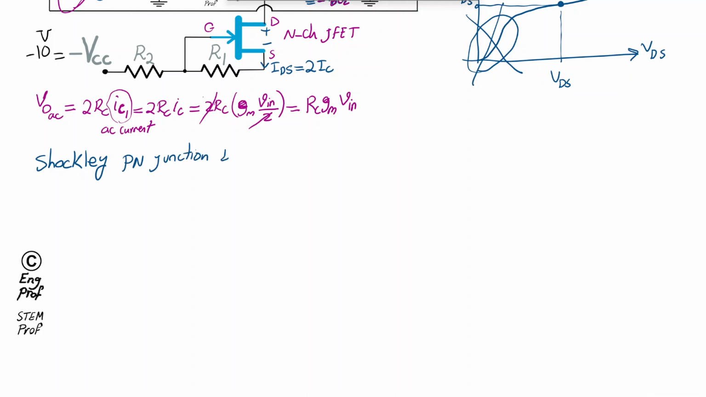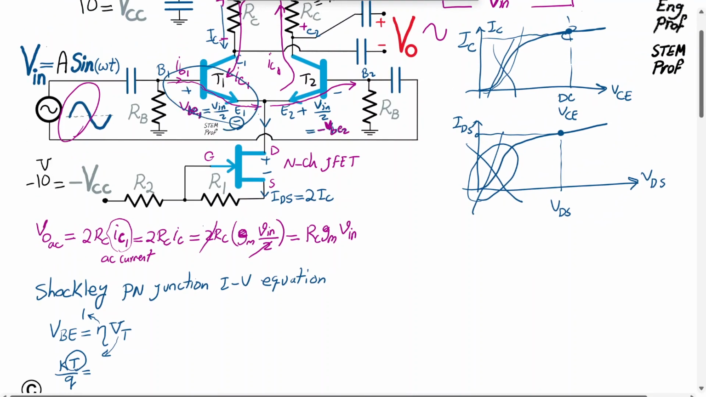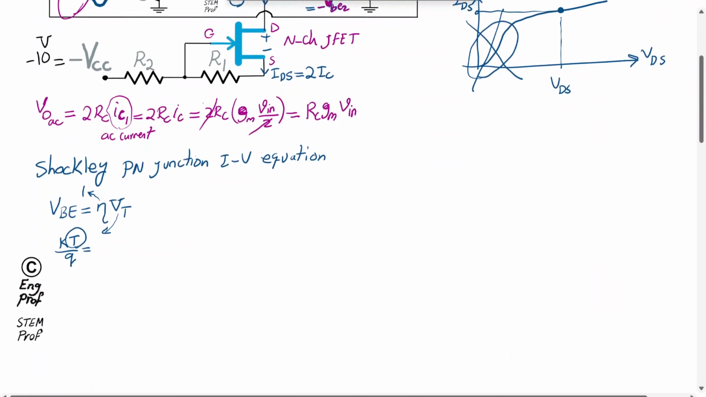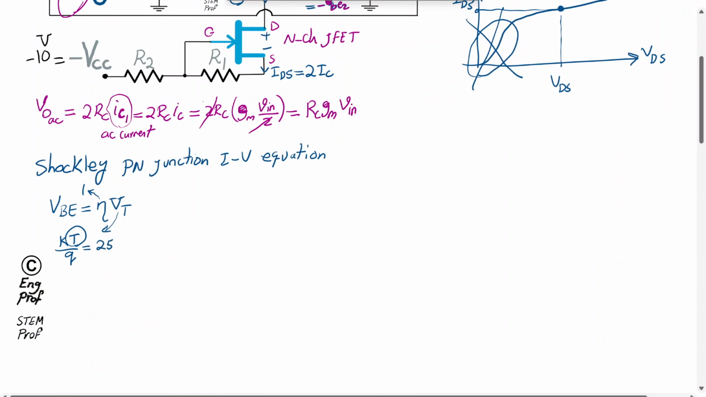So the Shockley p-n junction IV equation, which is the known equation, says the voltage of base emitter of the p-n junction is equal to eta, or ideality factor, which is assumed to be 1 for a silicon p-n junction, times Vt, the thermal voltage, which is kT over q. k is the Boltzmann constant, q is the electron charge, T is the junction temperature for the bipolar junction, assumed to be room temperature. At room temperature, this is roughly 25 millivolts. So that's the value of Vt.